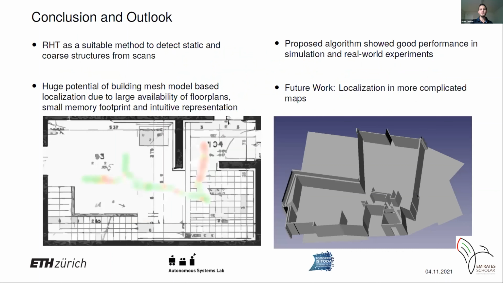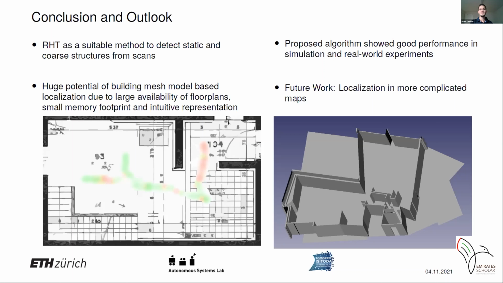From our results, we conclude that randomized Hough transform is a suitable method for detecting static and coarse structures in the scan well. Together with the modified PRUS algorithm, we achieved good results in simulated and real-world experiments. However, the resulting error also depends on the current position, as can be seen in the image on the left, where large errors are marked with red and smaller errors with green on a continuous scale.